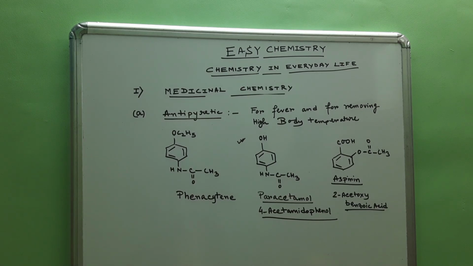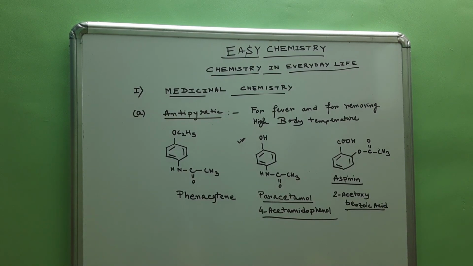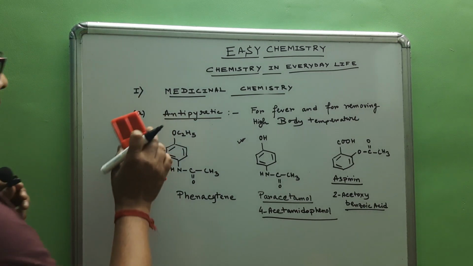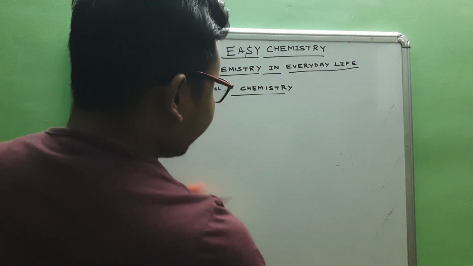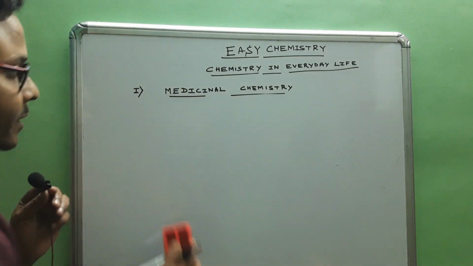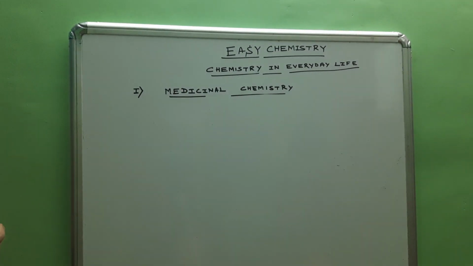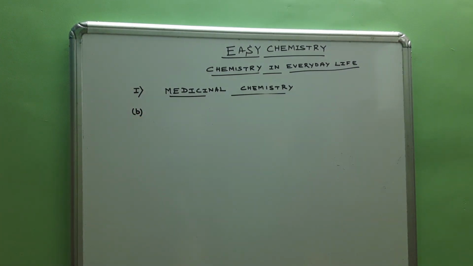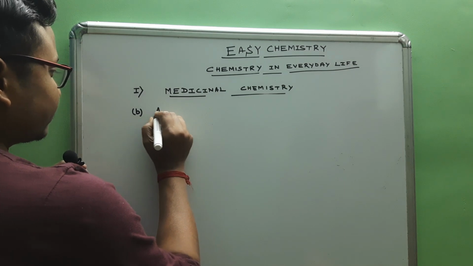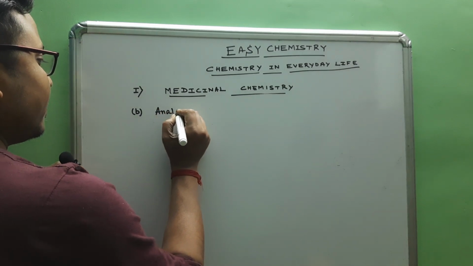Now we are going to discuss analgesics. Analgesic is actually a pain reliever. So I am requesting my dear students, please write down the names of the three antipyretics. Now I am going to remove this. After antipyretics, the next example, B, is analgesics.